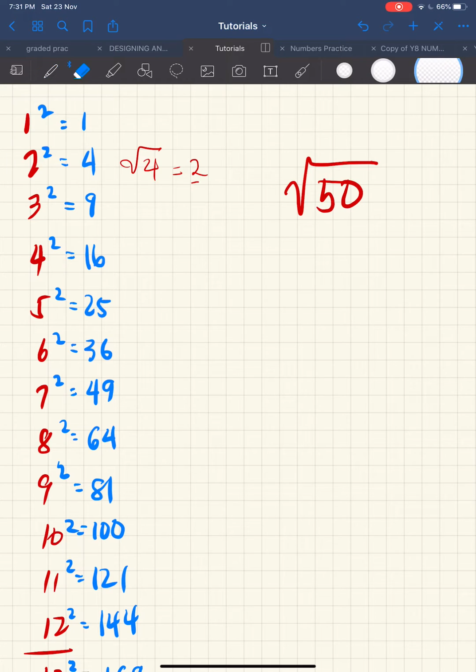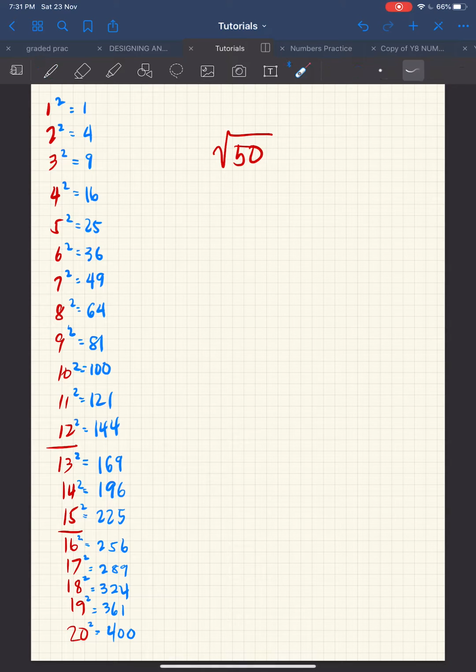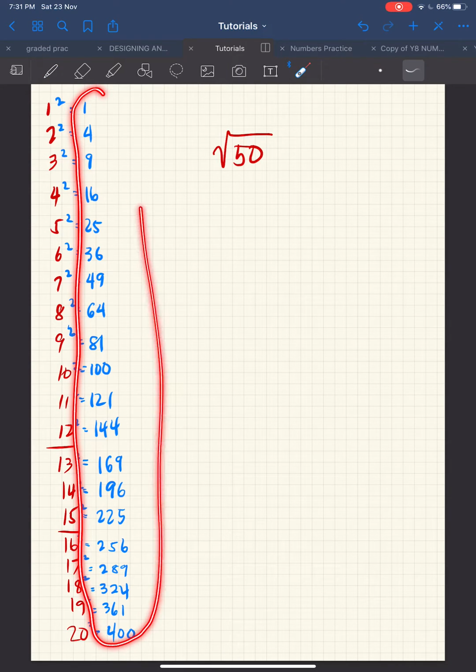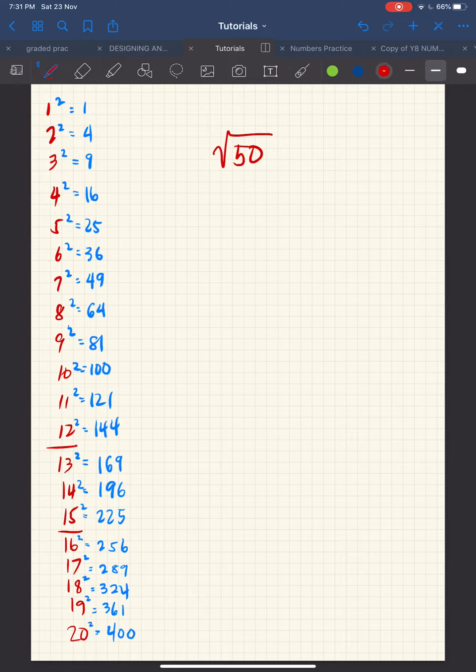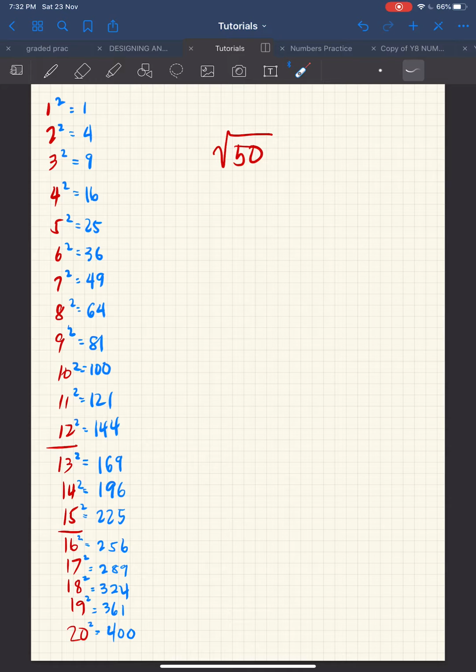So let me just remove this. All of the numbers here are perfect squares, meaning if we look for the square root of any of them, like the square root of 25, it will give you a whole number. Now, what if the number we are looking for the square root of is not one of the perfect squares, like 50? If you look over here, you will not see 50. So you have to look for where 50 falls in.